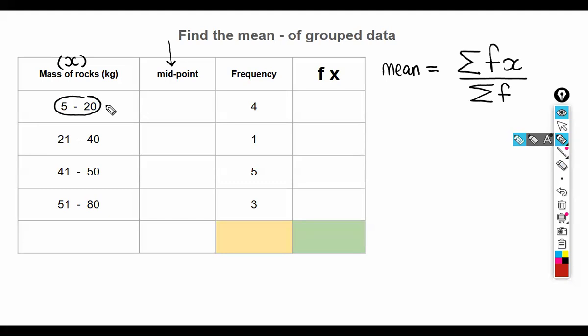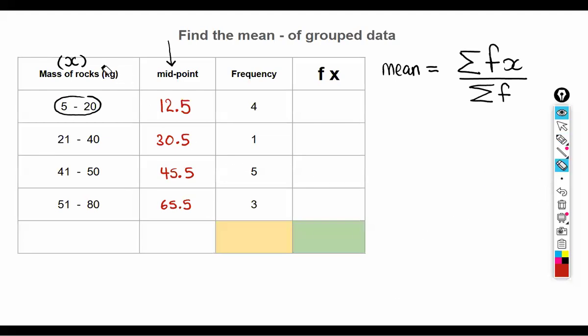Again, you add the two values and you always divide by 2. Always, always. So 5 plus 20 is 25. 25 divided by 2 is 12.5. So let's see if you got the midpoints correct first. I'm going to find the midpoint of all the ranges. 21 plus 40 is 61. 61 divided by 2 is 30.5. 41 plus 50 divided by 2 is 45.5. And 51 plus 80 divided by 2 is 65.5. How many of you all have the midpoints correct at least?